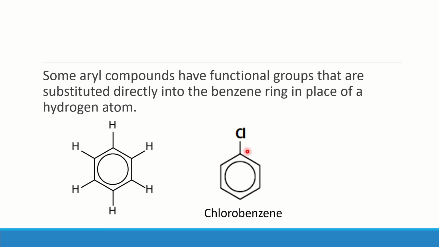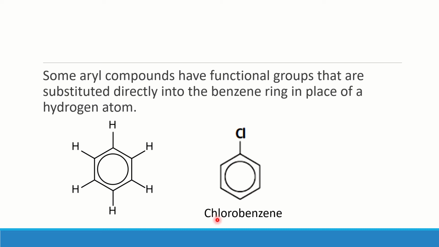And remember, you can simply draw your benzene like this. No need to show the hydrogen. It's understood that each of these carbons is attached to a hydrogen. Now, here, we replace one of the hydrogens with chlorine, so you have to show the chlorine here. And this is the benzene.